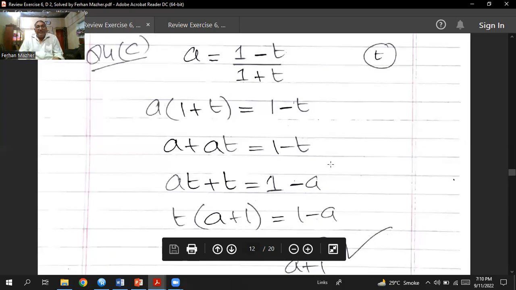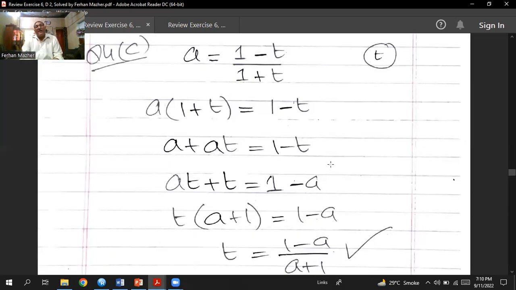So you will have a(1 plus t) equals 1 minus t. So you will have a plus at equals 1 minus t. So at plus t equals 1 minus a. If you take t common, in the bracket you are left with a plus 1, and on the other side you will have 1 minus a. So t will be equal to (1 minus a) divided by (a plus 1). So this is how you will do question number 4, C part.